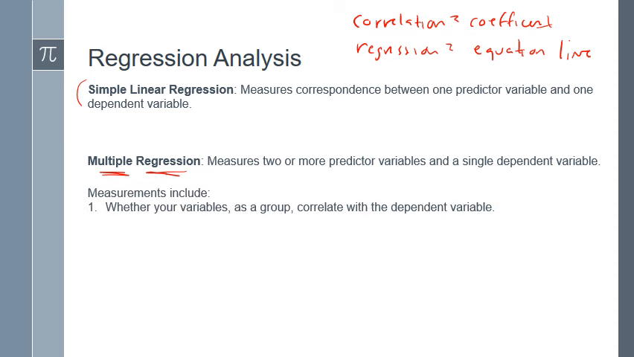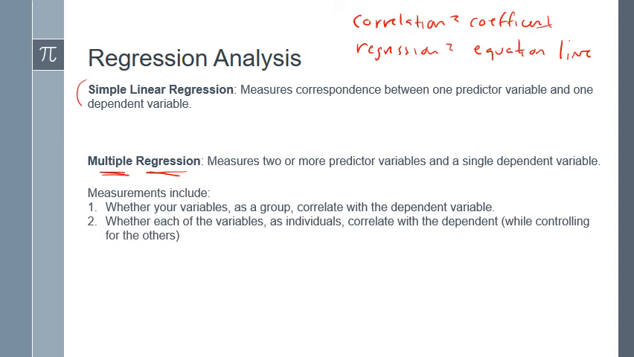Now here's what the measurements include. A multiple regression will tell you whether your variables as a group correlate with the dependent variable. So if I was doing height, exercise, and calories, I can figure out if that predicts weight. Does all three of these variables as a whole predict or correlate with that? I can also see whether each of the variables as individuals correlate with the dependent variable while controlling for the others.